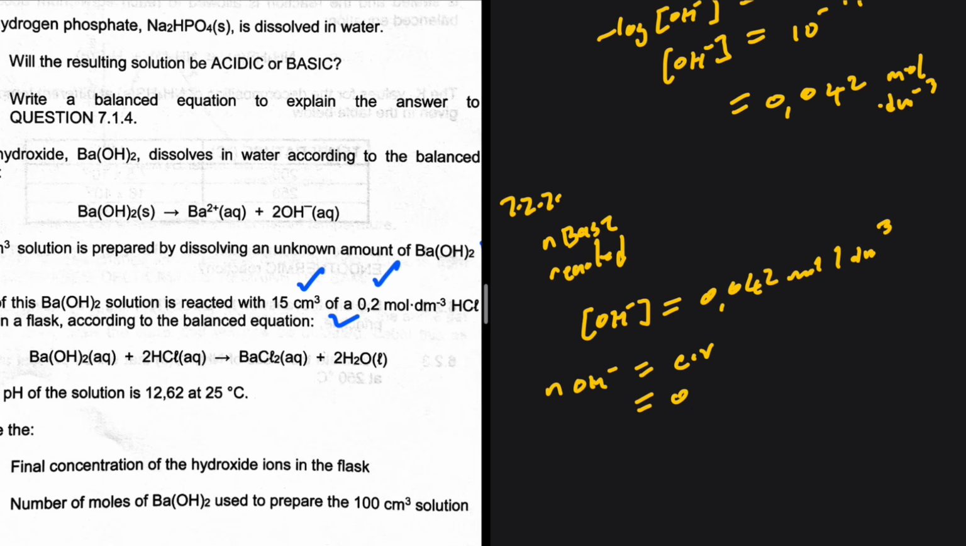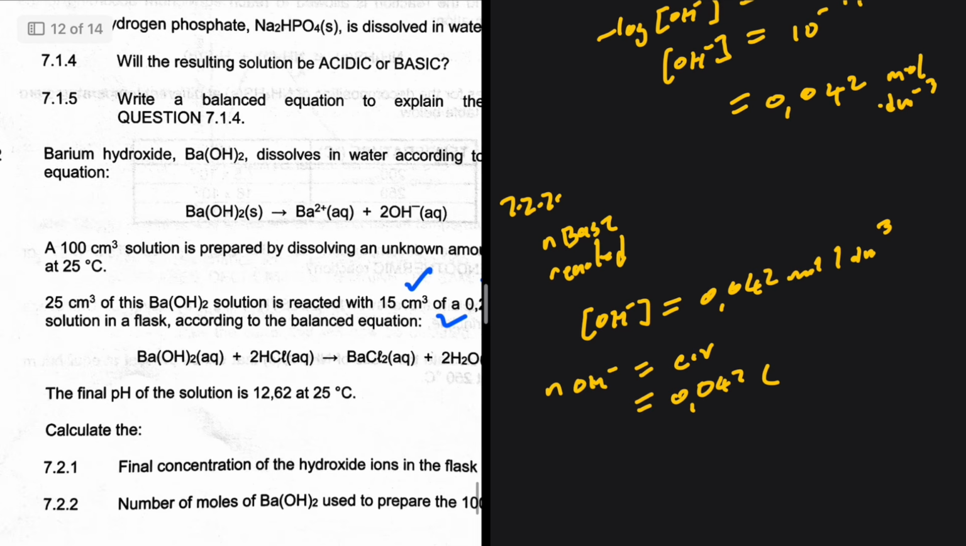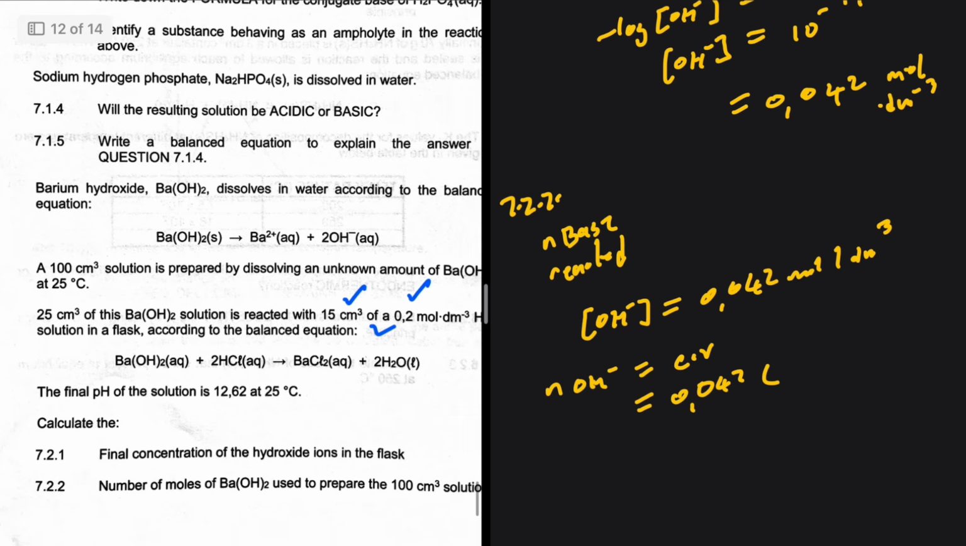The concentration is 0.042, and exactly at this step we are losing some people. The volume is 25 plus 15 because the volumes are additive, right? This is times 10 to the minus 3. I have to convert it to decimeter cube.